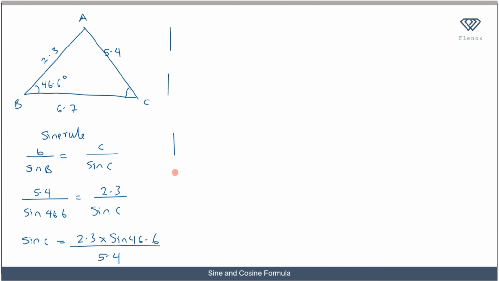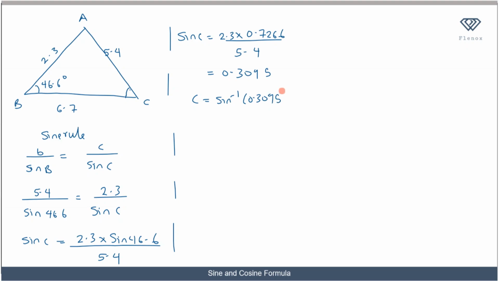So that becomes sine C is equal to 2.3 times sine 46.6, which gives me 0.7266, over 5.4. And that is equal to 0.3095. So C becomes arc sine of 0.3095. And when you punch that into your calculator, you get 18.03 degrees. So the value of angle C here is 18.03 degrees.